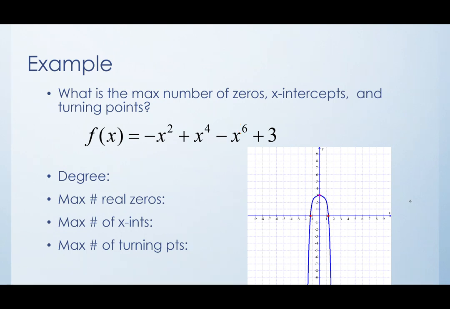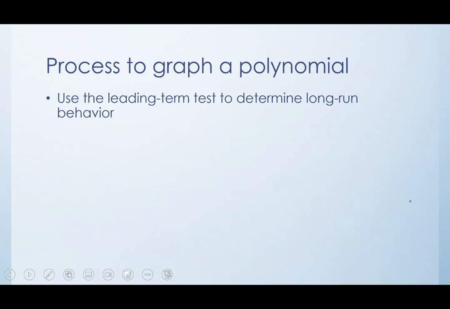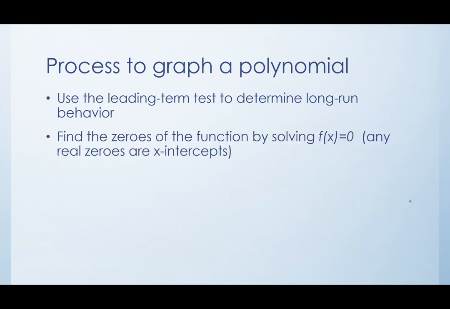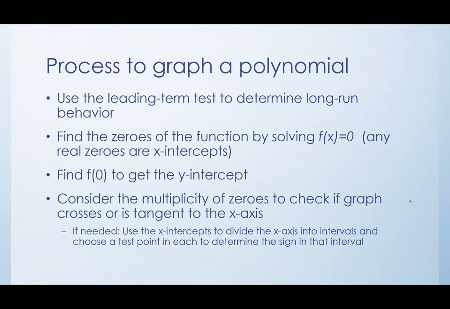So our process here, though, to graph a polynomial, we're going to use our leading term test to determine our long run behavior. We're going to find the zeros of the function by solving f of x equals 0. So remember, any real zeros are x-intercepts. For right now, it's generally going to mean you're being given it in factored form or something that we already know how to factor through basic factoring. We're going to find the y-intercept with f of 0, and then we're going to consider the multiplicity of those zeros to check if the graph crosses or if it is tangent, bounces off the x-axis.